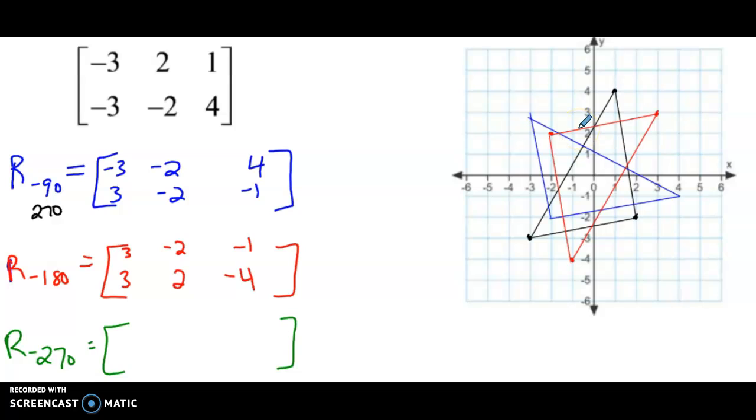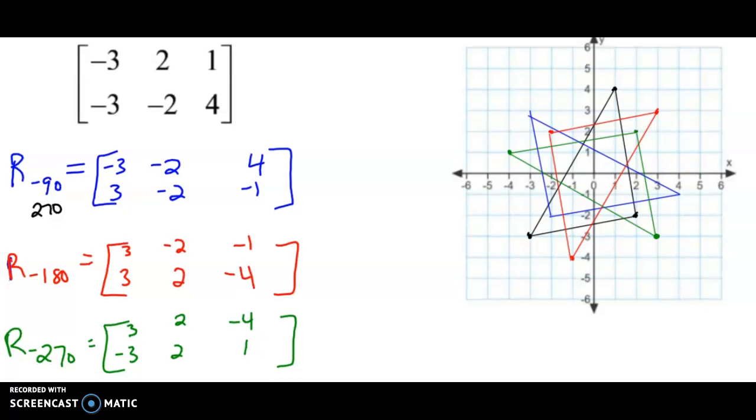Okay, finally we want to rotate negative 270 degrees. So we're going to flip the coordinates and then our original y will become positive. So go ahead and graph that one out. What does that look like? All right, so we can see the rotation matrix for negative 270 degrees, which would be 3, negative 3, 2, 2, and negative 4, 1. All right, you can go ahead and get started with the homework.